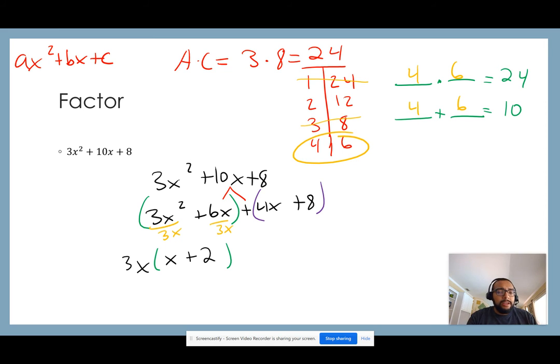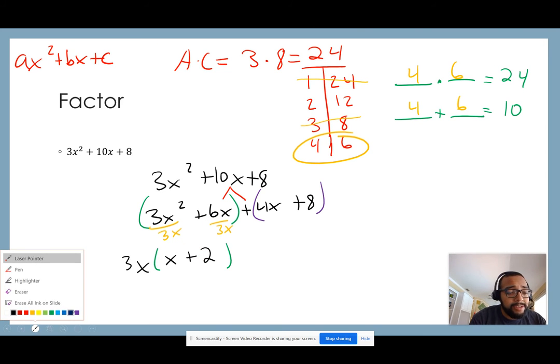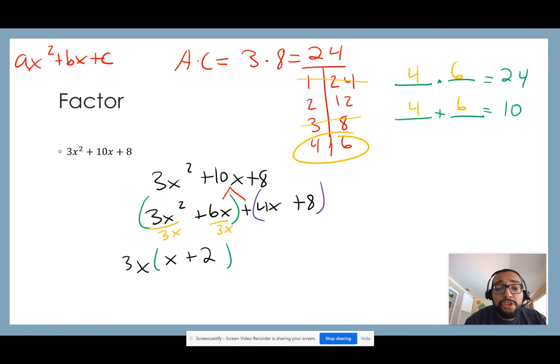If you're still kind of stuck and want to make sure you got it right, you can make sure that you're still equal. Notice if you wanted to, you could distribute this 3x back to these terms. And you should still get this part here. 3x times x is 3x squared. 3x times 2 is 6x. So that means we're also good. Just a little way to check yourself. You don't have to, but it's nice to have that little assurance.